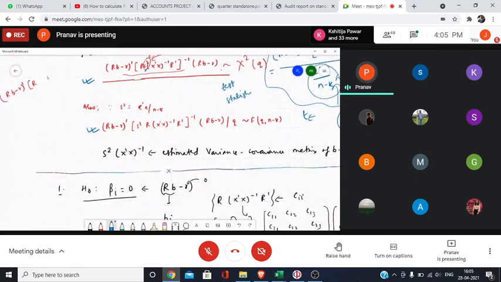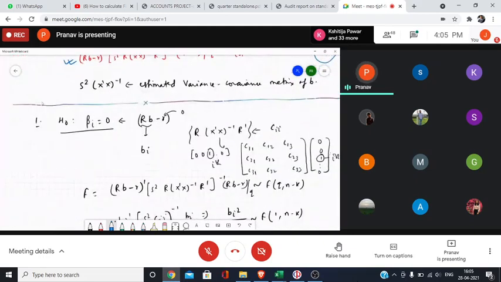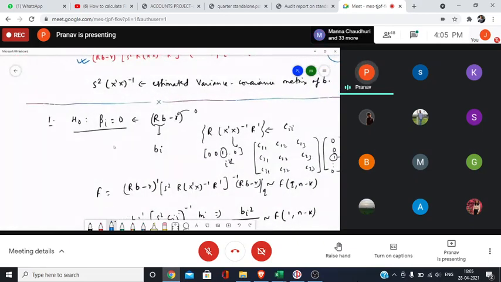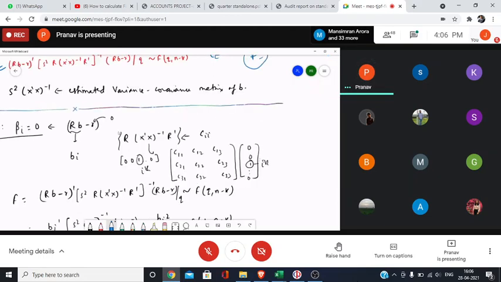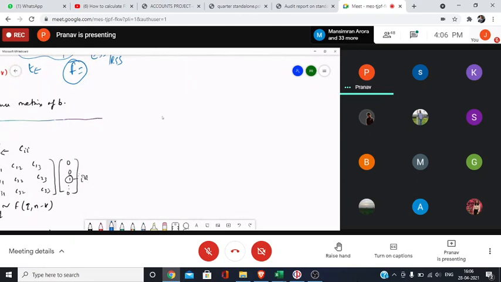Now we'll proceed one by one and look at how we can utilize this when we have the various linear hypotheses that we have used. So let me just start with the first example. Let me write the statistic here first.